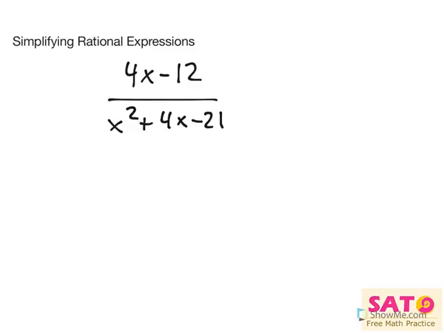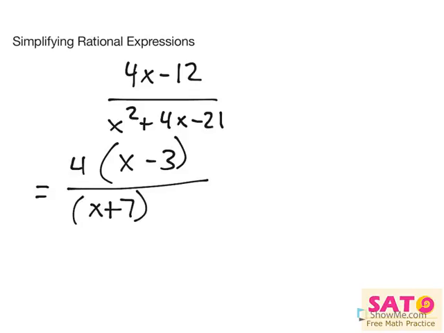So let's try one more problem here. Let's simplify the top part, the numerator, so we can take out the 4, leaving x minus 3. And the bottom part, well, what multiplies to negative 21 and adds up to 4? That would be positive 7 and negative 3. x plus 7, x minus 3. Let's cancel them out, and we're left with 4 over x plus 7.